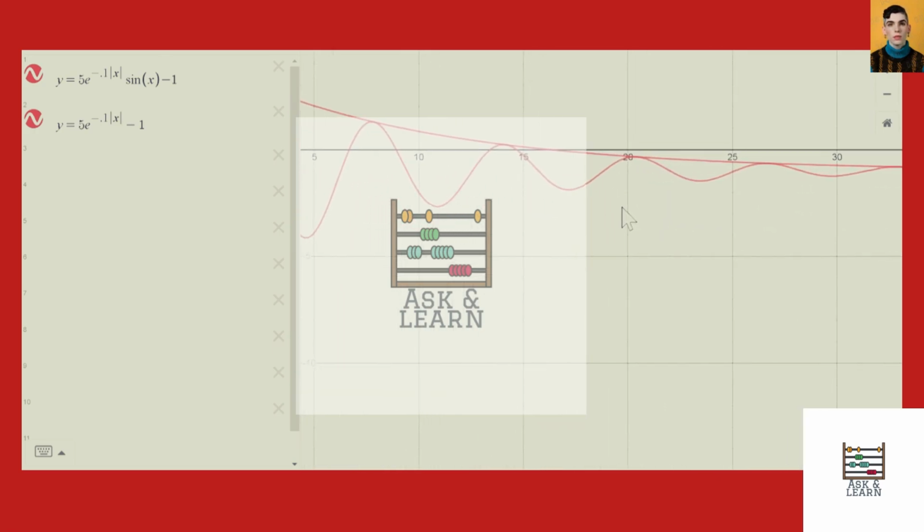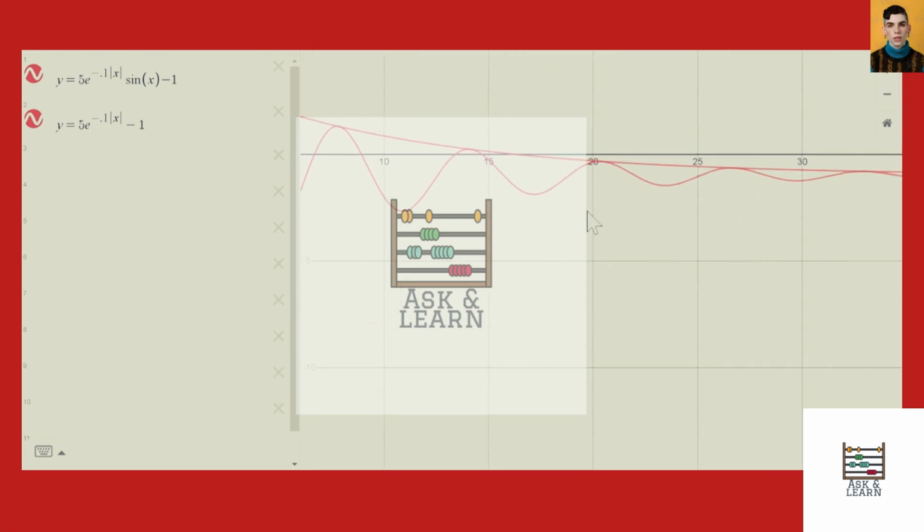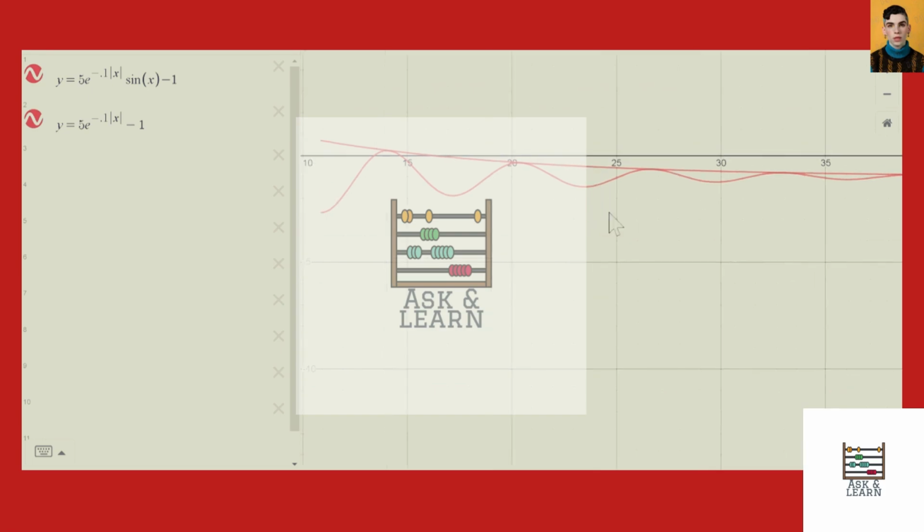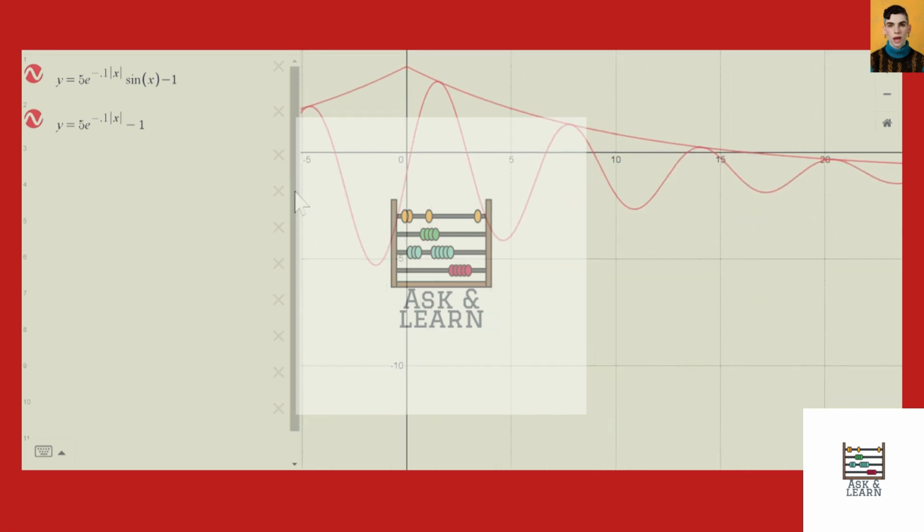So it seems like at a certain x input, the height is not going to be tall enough that it can touch the x-axis, even though the graph wants to get close to it. Okay, so that's one of the interesting things that you can see.